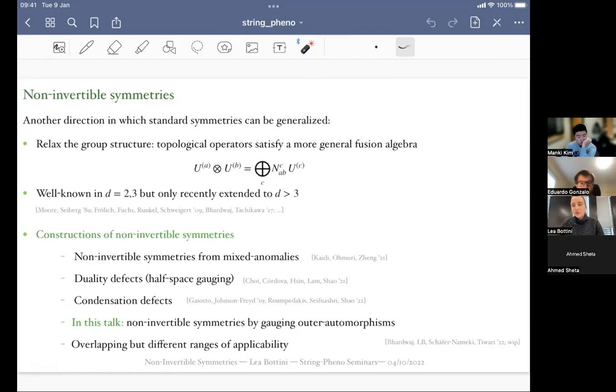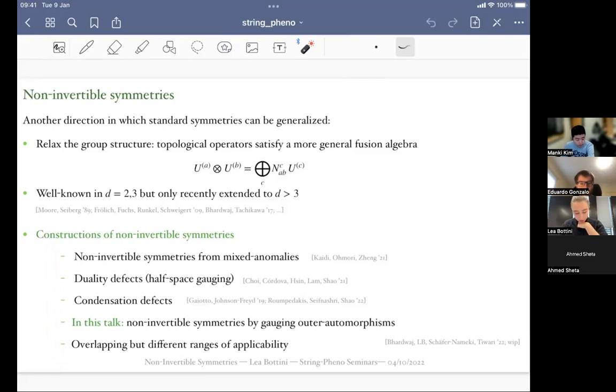And another direction in which these symmetries can be generalized is non-invertible symmetries. So for higher form symmetries, what we did was change the codimension of the topological defects. But another modification that you can do is relax the group structure. So you can consider topological operators that satisfy a more complicated fusion algebra. So you bring two of them together and you don't get a single term on the right-hand side, but a sum of terms. So it may happen that for one element, you don't have an inverse, and that's why these are non-invertible symmetries. And these, as I was saying, were known already, especially in 2 dimensions, but have only recently been extended to 4D.